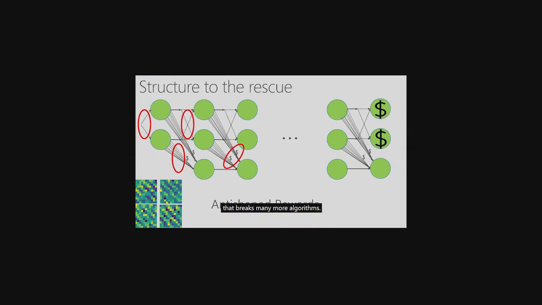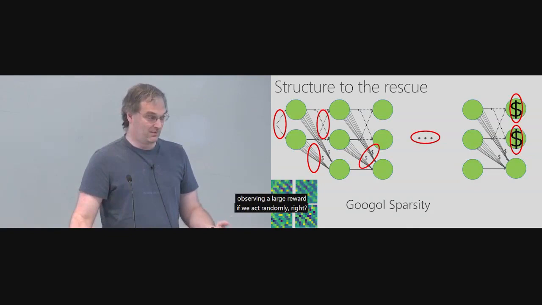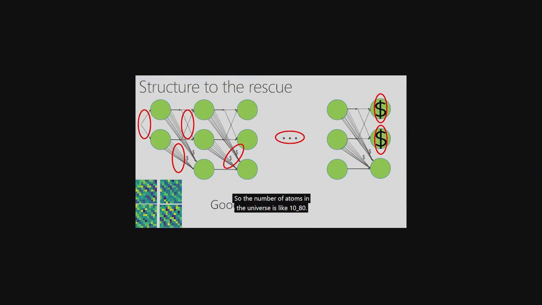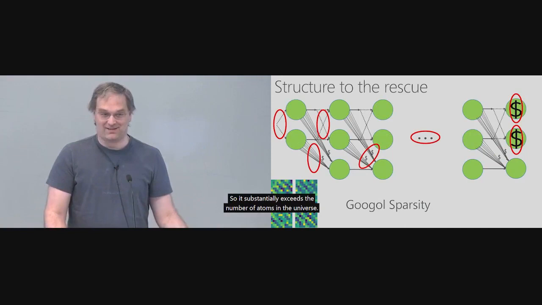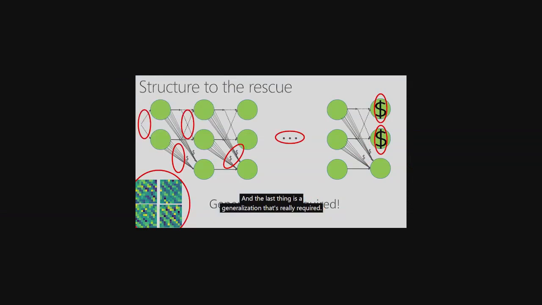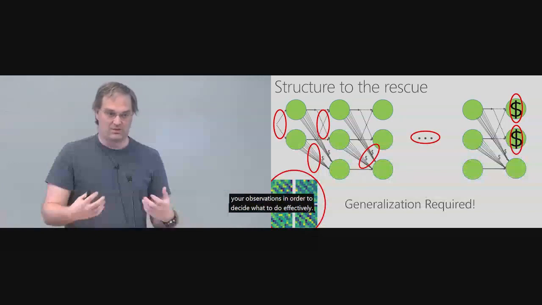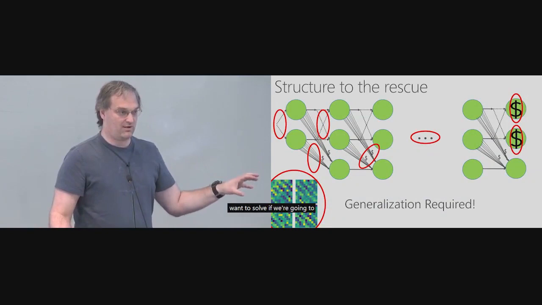We have, okay, this is a fun one, Google sparsity. So this is 10 to the 100 is the word, Google, one Google. So we have a 1 in 1 Google chance of actually observing a large reward if we act randomly, right? If we just act uniform randomly all the way through. So the number of atoms in the universe is like 10 to the 80. So it substantially exceeds the number of atoms in the universe. Okay, and then the last thing is that generalization is really required. You have to somehow generalize across your observations in order to decide what to do effectively. So that's all the challenges that we're going to want to solve if we're going to be able to cope with an arbitrary underlying small state space.